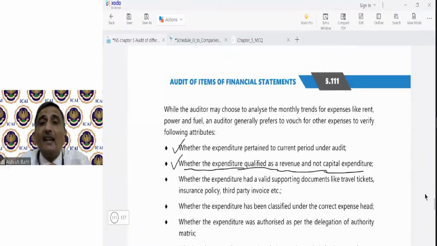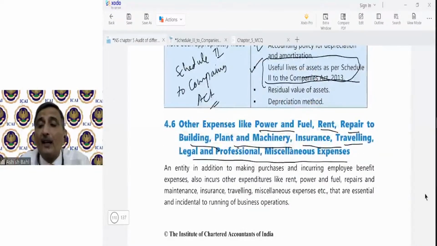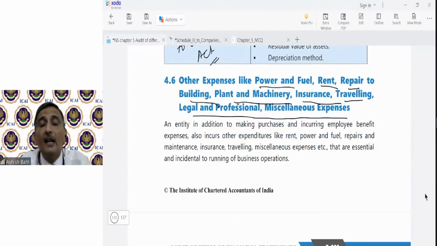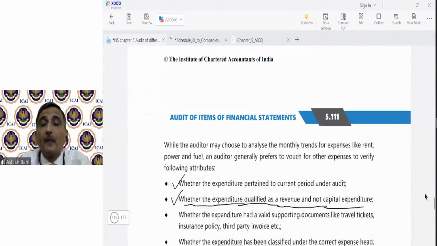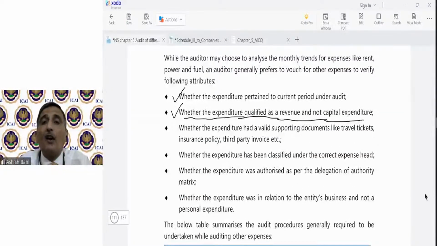So in case of such profit and loss items, repair, the auditor has to be cautious. He has to be extra cautious to see that only items of revenue nature are booked under such expenses. There is a chance, there is a risk that in repair some items of capital nature may be booked wrongly.